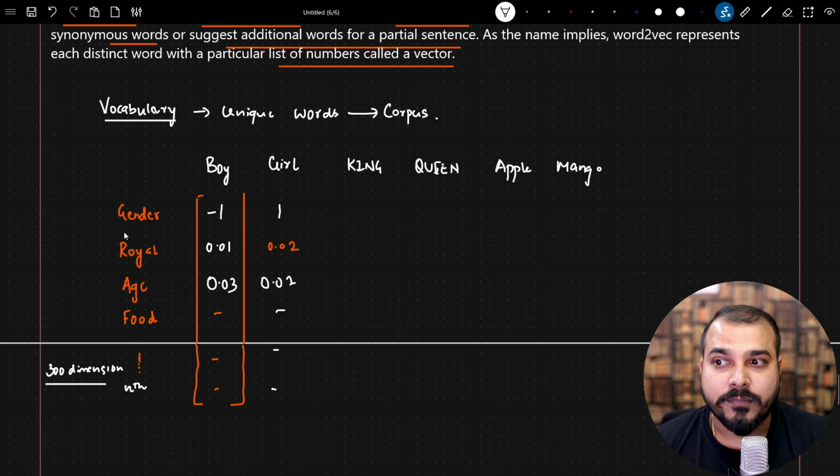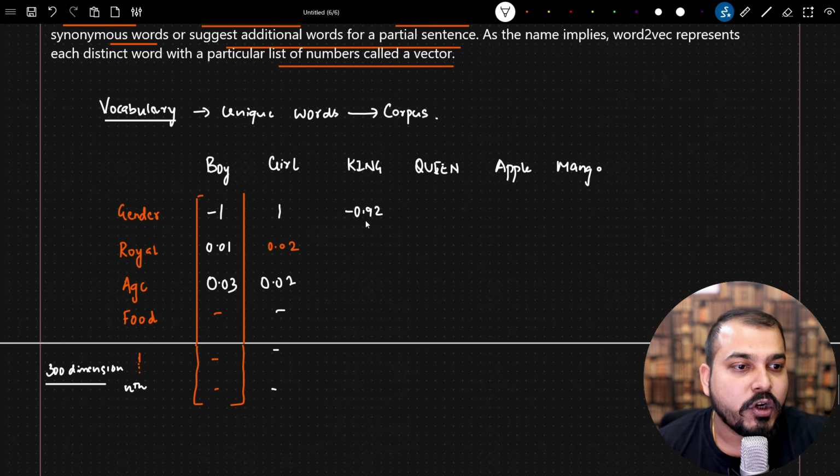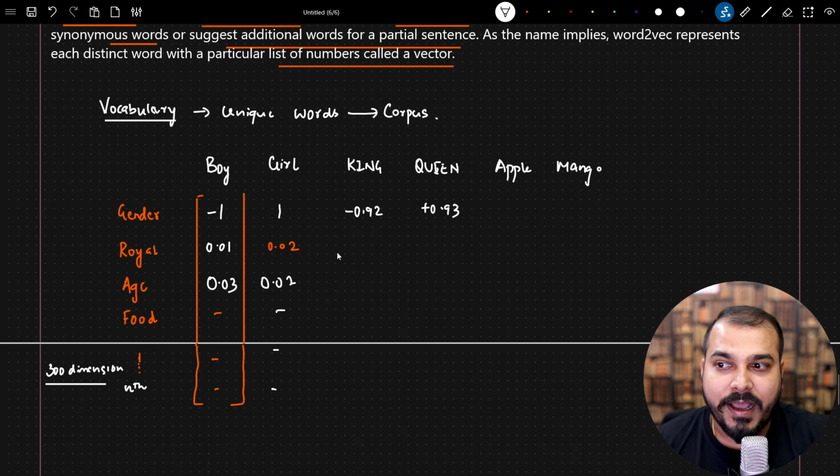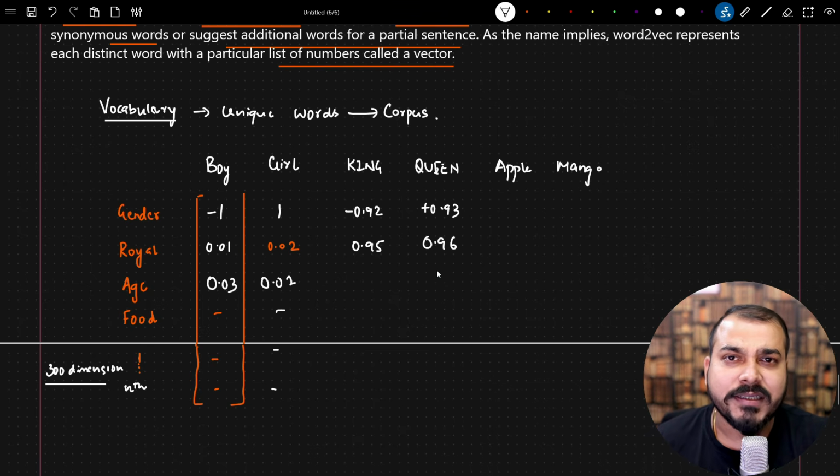Now see, with respect to king, I may have gender, where there is a relationship with respect to gender and king, so -0.92 will be there. With respect to queen, it can be +0.93. So here you can see opposite, right? Similarly, I can have other vectors: royal and king are related, so I can have 0.95. And over here, you can see queen can also be royal, so probably the value can be 0.96, 0.97, very much near each other.